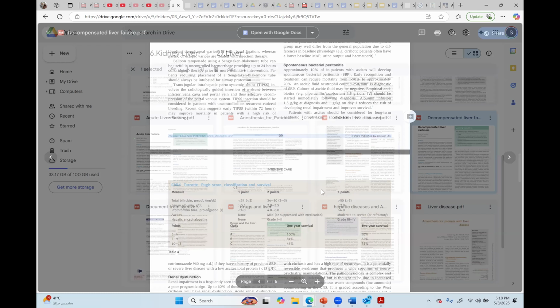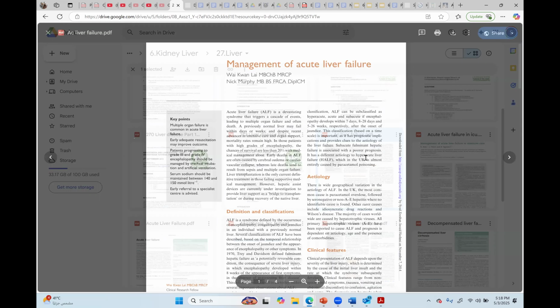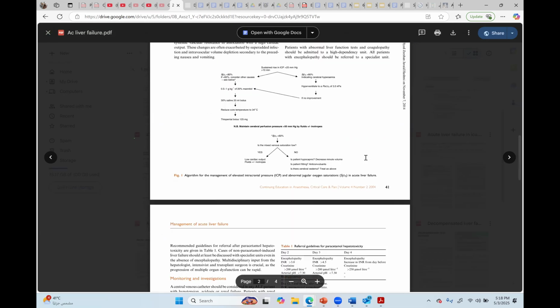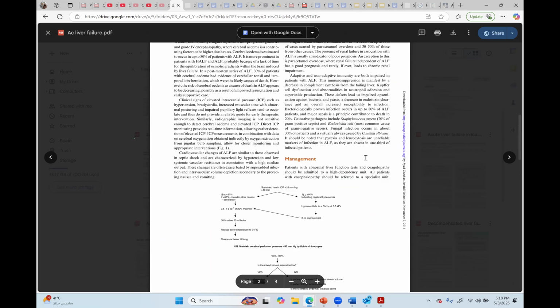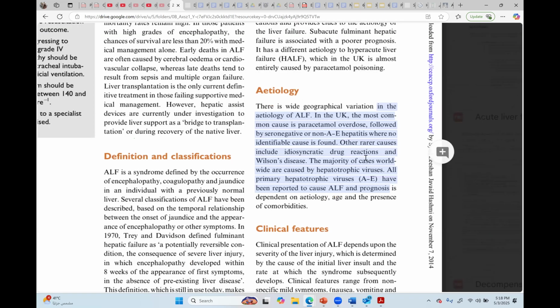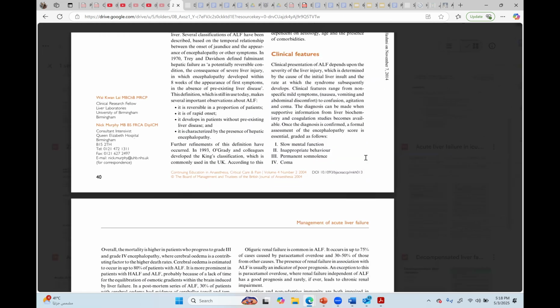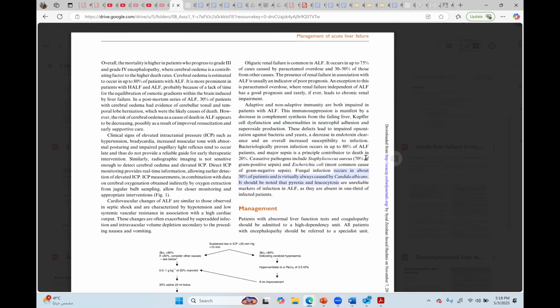Anyways, let's have a look. I'm trying to figure out in a different way what are the possible causes of acute liver failure. What are the etiologies? Drug-induced, infection, hepatitis A and E, idiosyncratic drug reactions, paracetamol. They have not written paracetamol here. Paracetamol overdose.